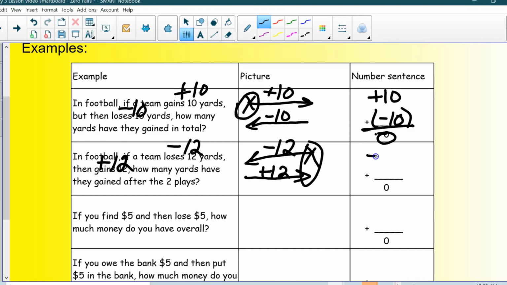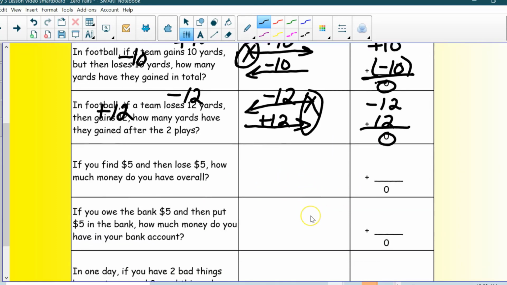We're going to start with, this time we started with negative 12, and then we combined the losing 12 yards with gaining 12 yards, but overall, they just gained no yards at all. When you combine those two plays together, they ended up right back where they started. So they didn't gain any and they didn't lose any. They just got that neutral, right? 0 yards. So let's try the next one.